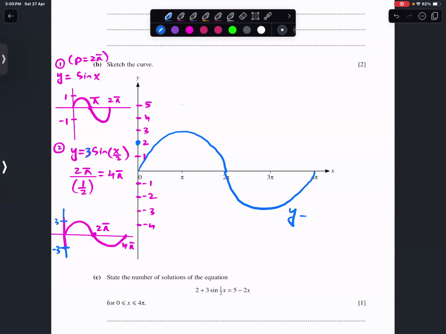This blue graph is actually y is equal to 3 sine x by 2, but this is not my question. So you have to shift this blue graph 2 units upward. Okay, so 2 units up here, and then this point will be here. This turning point will be, this is -3, so this is -2, this is -1, and this 4 pi will be. Okay students, this will be your graph.